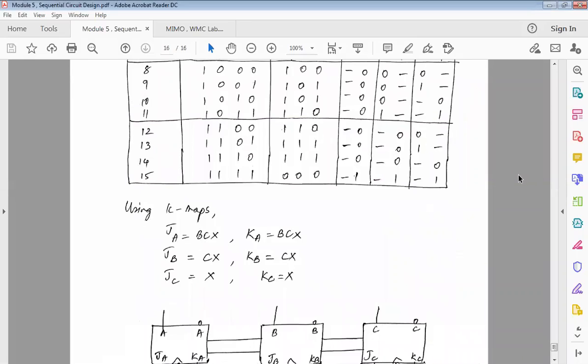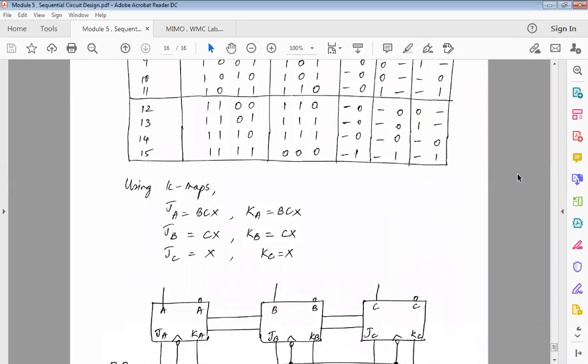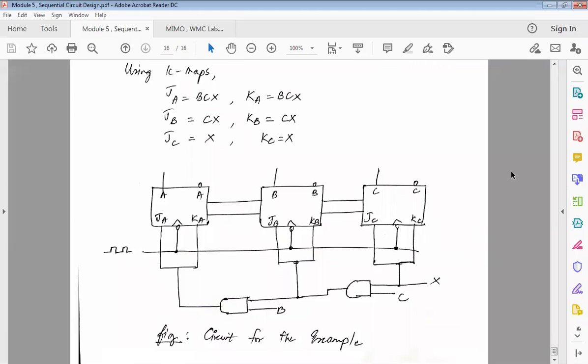The equations also would change. Now, the final part is our circuit implementation, right? So let us take this JK flip-flop. Of course, we always used to put the inputs towards the left-hand side. This time I thought, fine, let us go a little different, and I have put it at the bottom.